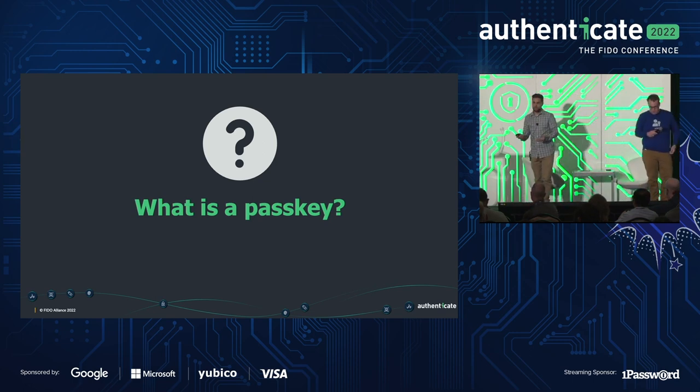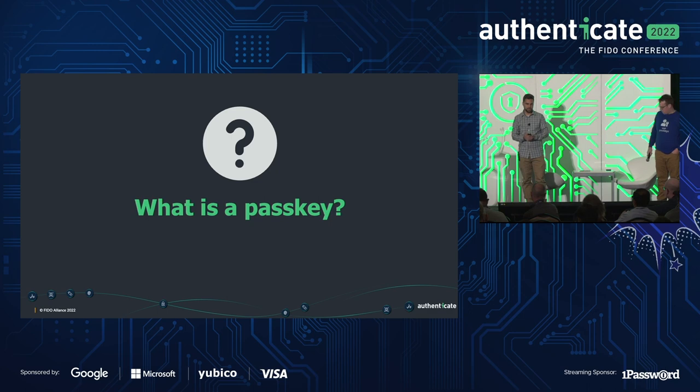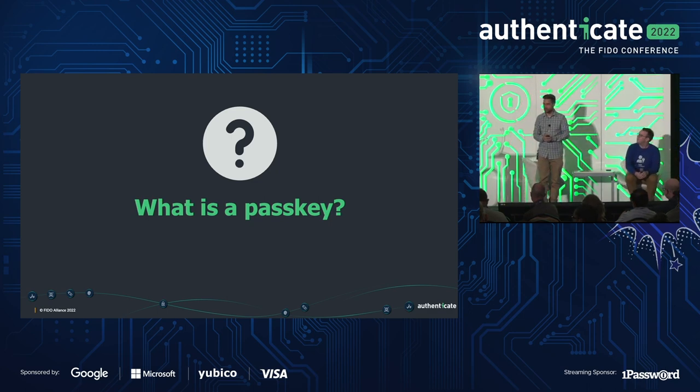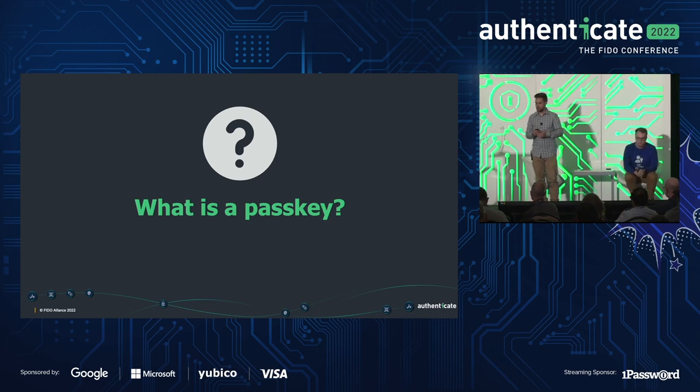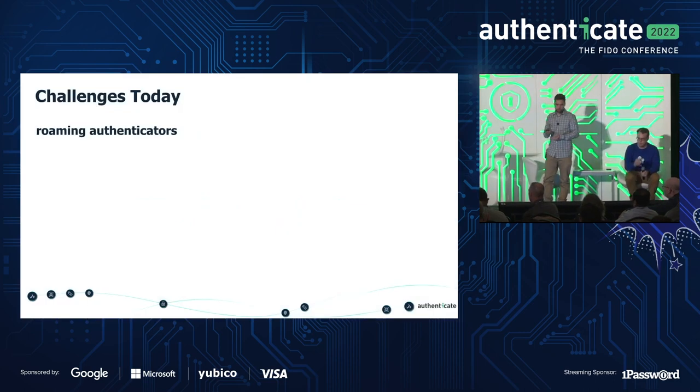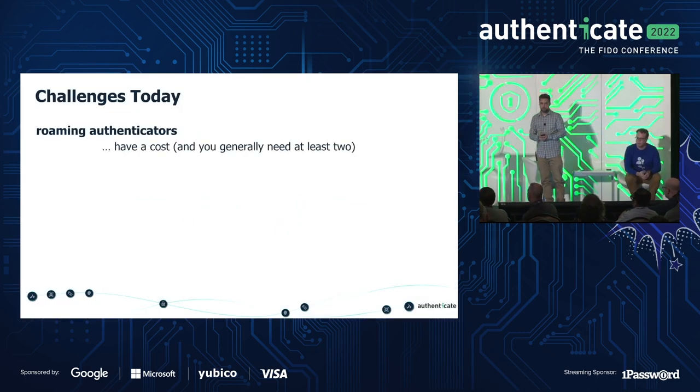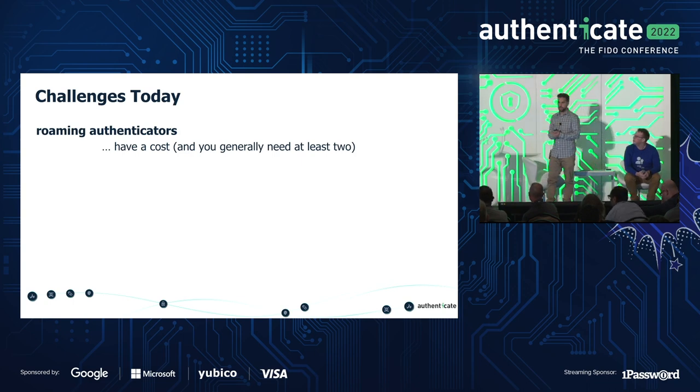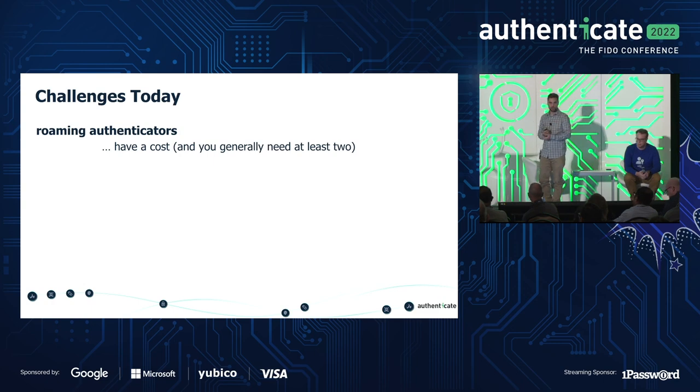So let's get right into it. What is a passkey? To truly understand the implication and the importance of what a passkey is, we need to take a step back and look at some of the adoption obstacles that FIDO faces today. First, roaming authenticators have a cost, which immediately introduces a barrier for adoption. And because that credential is bound to a single device, the answer for what happens if I lose that credential or that authenticator is, well, you have to have another authenticator if you want to maintain that same security bar. So then we've doubled that cost.